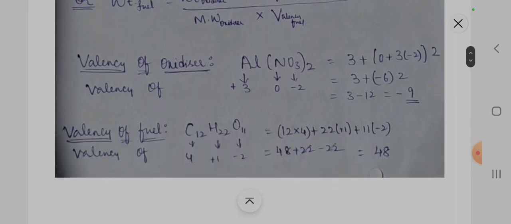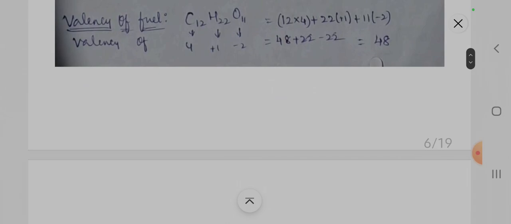And here the valency of the fuel, that is sugar, is calculated. The sugar chemical formula is C12H22O11, carbon valency is 4, hydrogen valency is +1, oxygen valency is -2. So if we calculate, 12 molecules of carbon into 4 is 48, 22 molecules of hydrogen into its valency 1 is +22, and 11 molecules of oxygen multiplied by its valency -2 gives -22. So 48 plus 22 minus 22, the plus 22 and minus 22 get cancelled, and we get the valency of the fuel as 48.